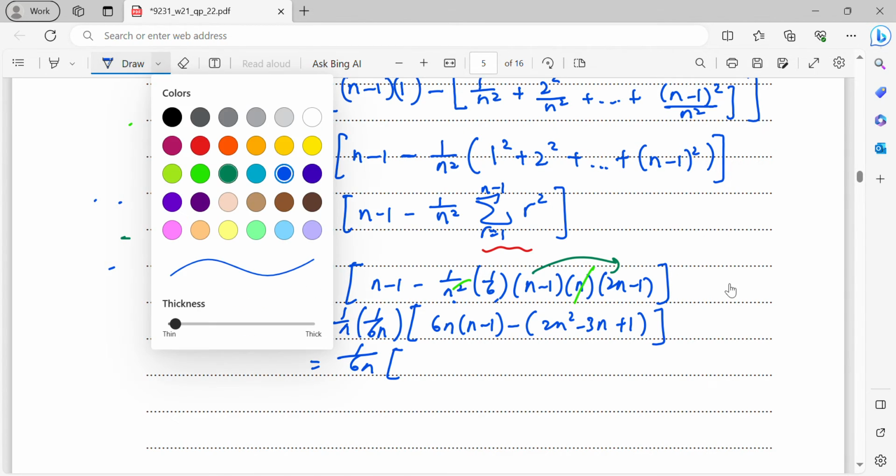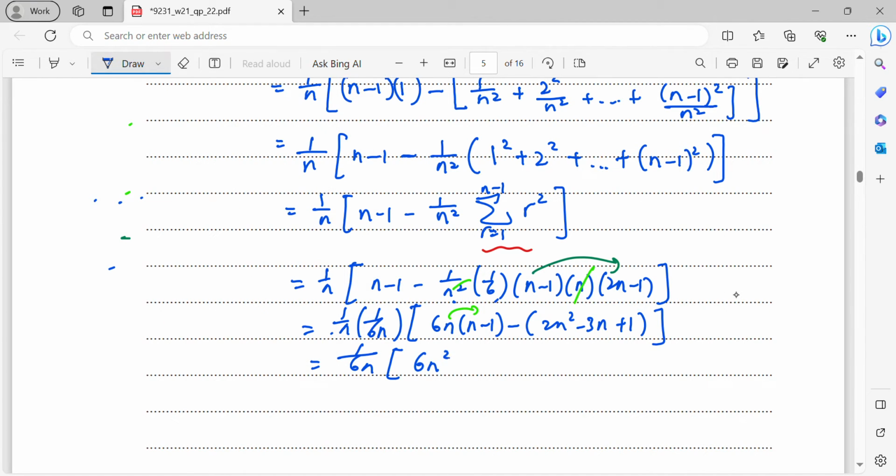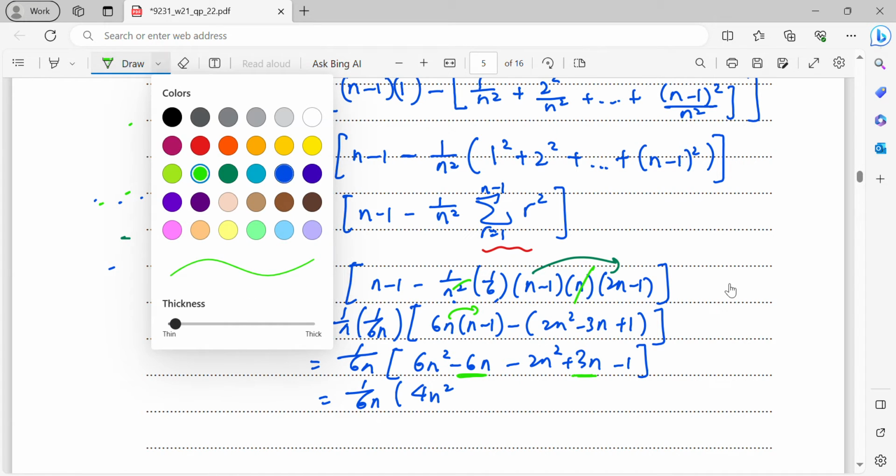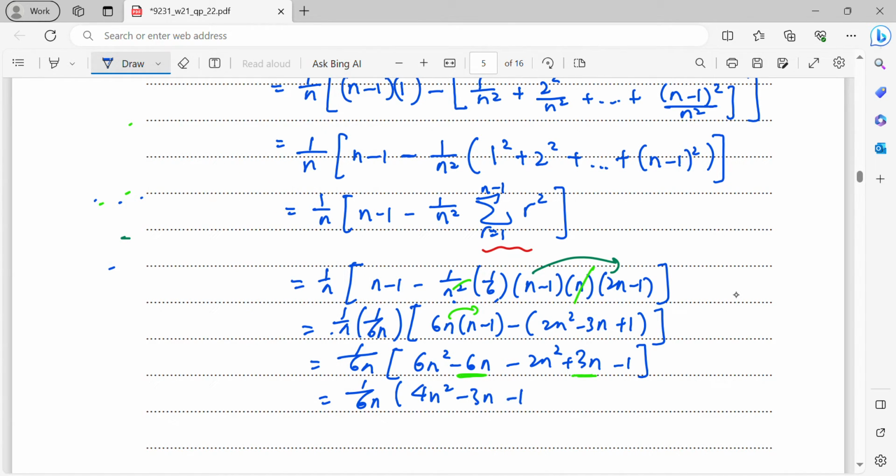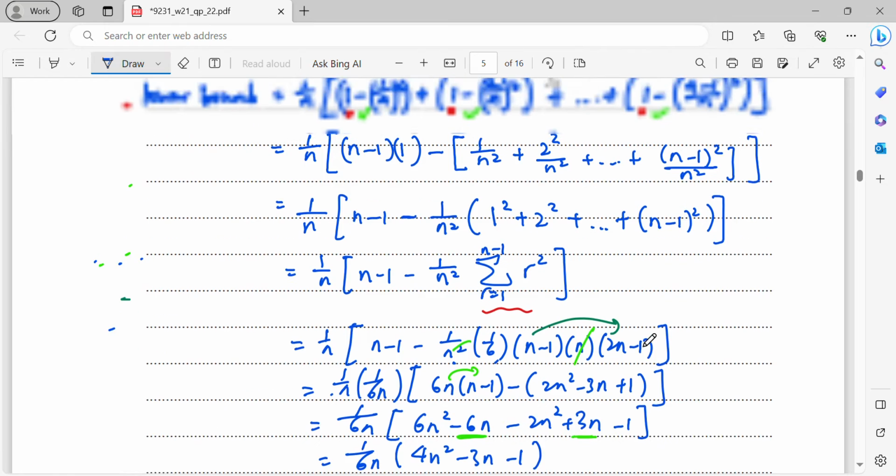Then now for the first term, you need to just do expansion. So here is going to be 6n squared minus 6n. And then open the brackets, minus 2n squared plus 3n minus 1. So then you will get 1 over 6n. 6n squared minus 2n squared, it will be 4n squared. Minus 6n plus 3n, it will be minus 3n. Then minus 1. So from here, I will get 4n squared minus 3n minus 1 over 6n. So that's the lower bound of this question.